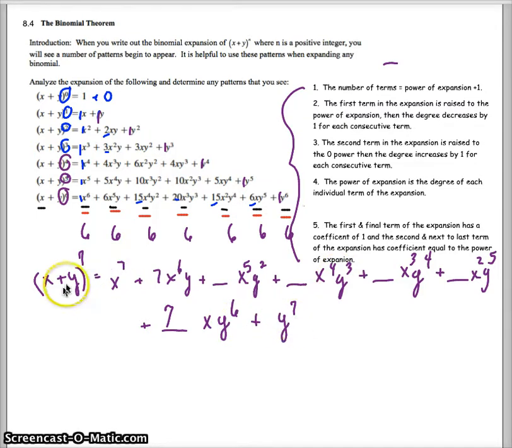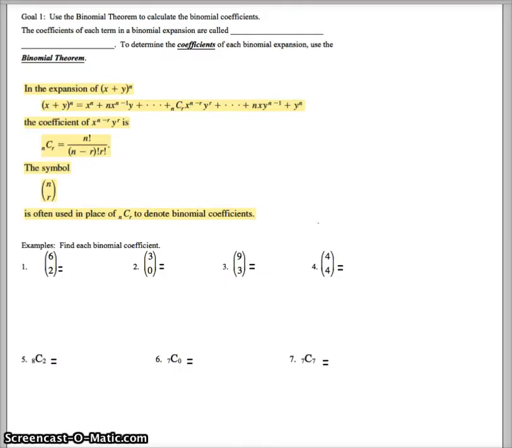And then finally, our coefficients. We know that the first and the last coefficients are both 1, and the second and next to last coefficients are both the power of expansion, 7. So I hope you did pretty well expanding this. I now want to discuss how we can find these coefficients of expansion. Our first goal, now that we understand these patterns, is to use the binomial theorem to calculate the binomial coefficients.